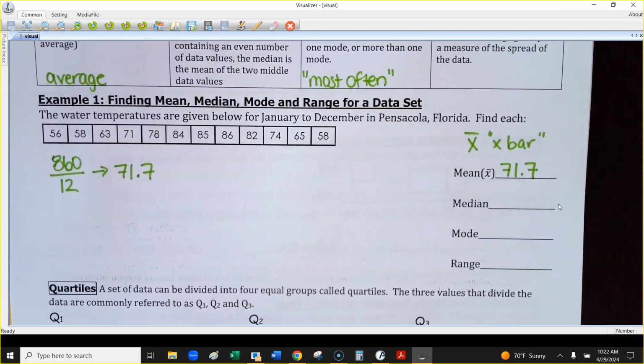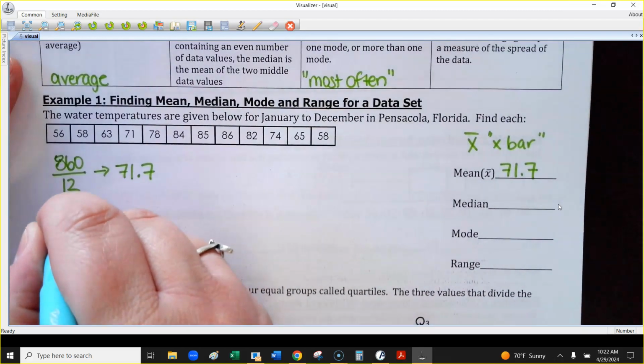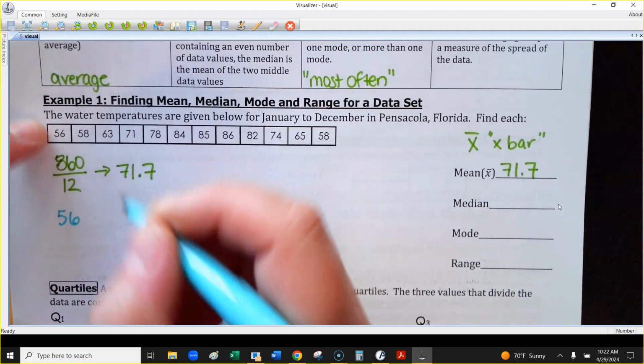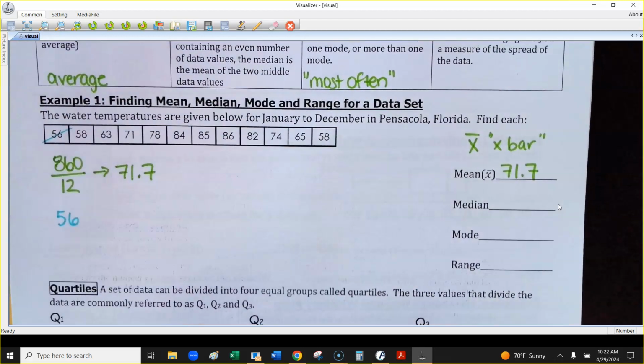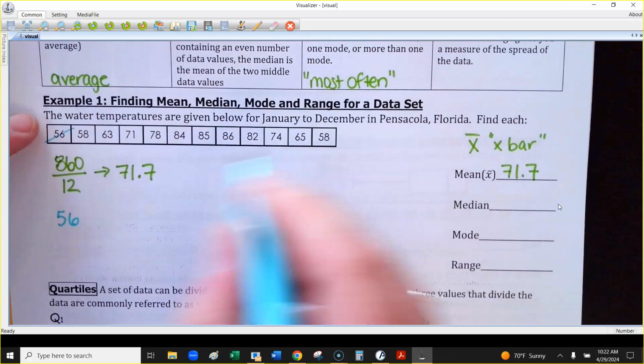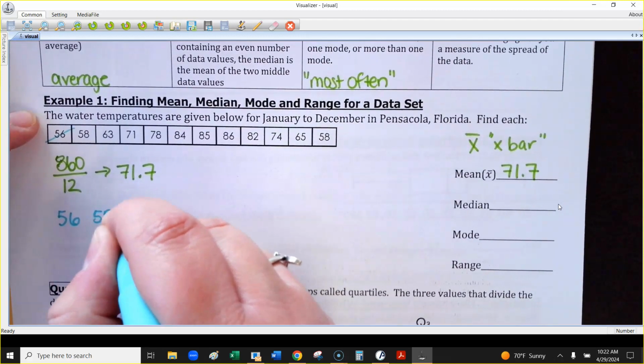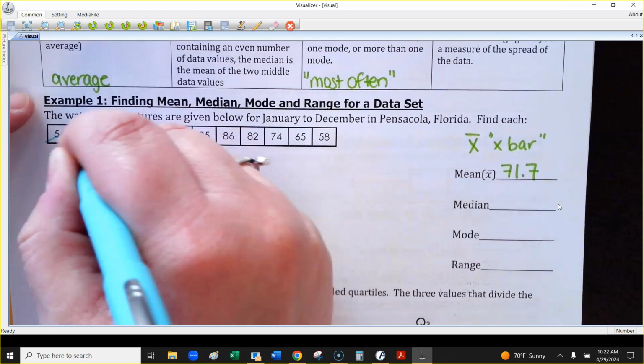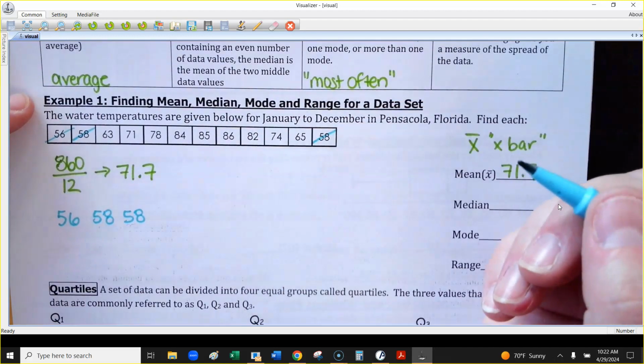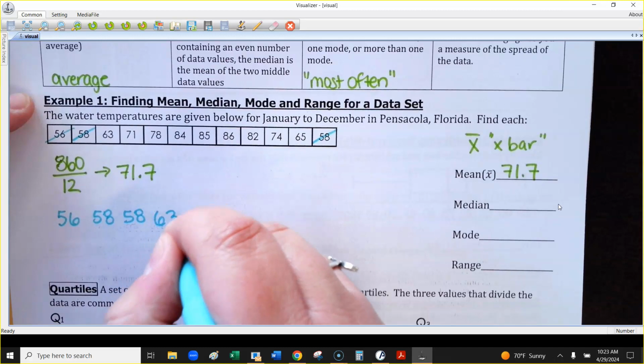Okay, now can I find the median from the data the way it's written there? What do I have to do? Yes, you have to put them in order, and you can do smallest to largest or largest to smallest, it doesn't matter. I'm just going to start, let's see, the smallest number I see is 56, and I'm going to cross it out so I don't write it twice. I see 2 58s, but you do have to write them in order from either least to greatest or greatest to least. Then I see a 63.